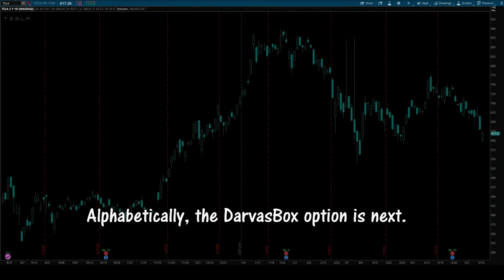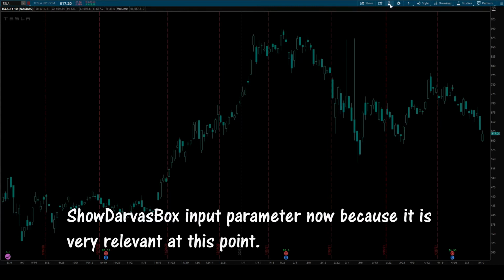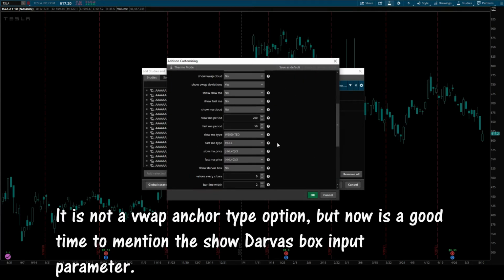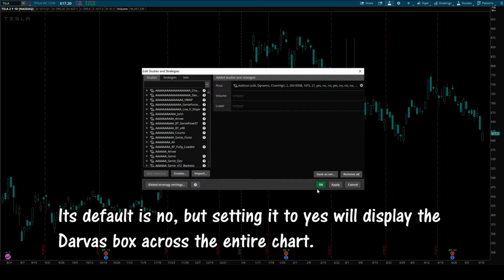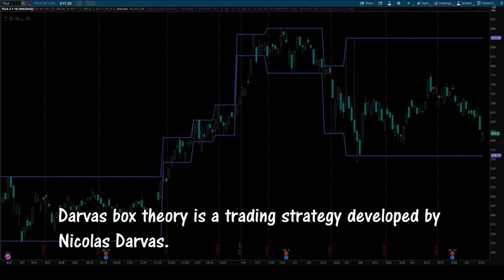Alphabetically, the Darvas Box option is next. But I am going to jump ahead just a bit and talk about the Show Darvas Box input parameter now because it is very relevant at this point. It is not a VWAP anchor type option, but now is a good time to mention the Show Darvas Box input parameter. Its default is no, but setting it to yes will display the Darvas Box across the entire chart.